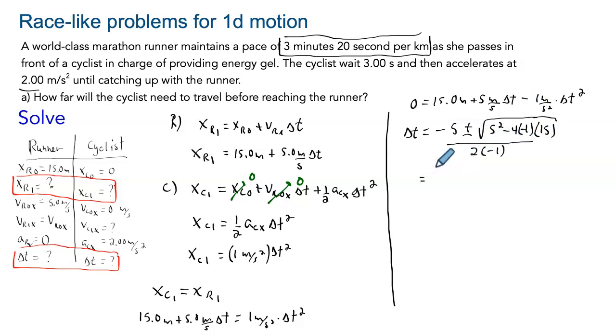I'll let you calculate the root, but you should get either minus 2.11 seconds or plus 7.11 seconds. Not surprisingly, we want to keep the positive time, so we have that delta t in here will be equal to 7.11 seconds. That's the time during which the cyclist will speed up so that it can catch up with the runner. So let's use this to answer our questions A and B that we had previously.